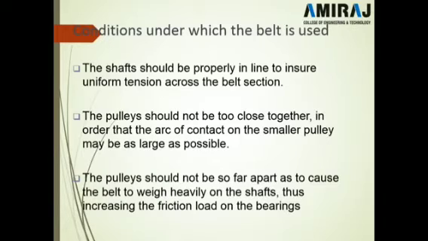So the two pulleys must be set at a distance such that the arc of contact on the smaller pulley may be as large as possible, right? And the third condition: the pulley should not be so far apart as to cause the belt to weigh heavily on the shaft, thus increasing the friction load on the bearing, right? So one condition is the pulleys should not be too close together, to increase the contact of the belt with the smaller pulley as much as possible.